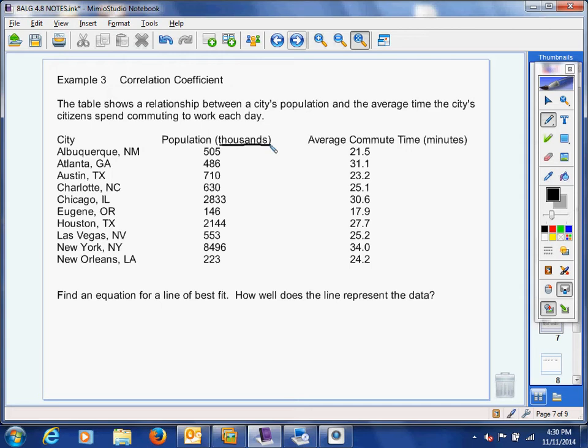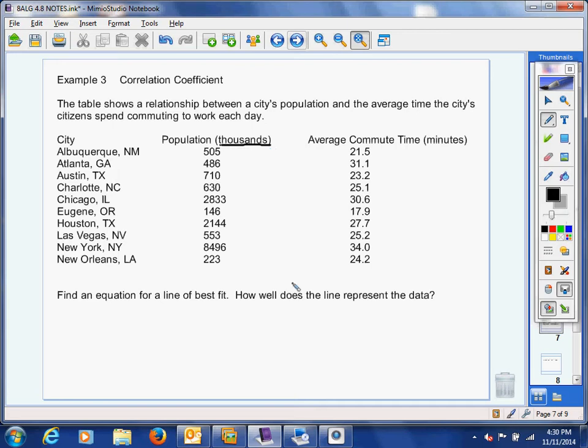And then, of course, the average time the city's citizens spend commuting to work each day. So you look at those numbers, that's in minutes, okay? So our first objective, we need to find an equation for a line to best fit, and then we're going to decide how well the line represents the data.